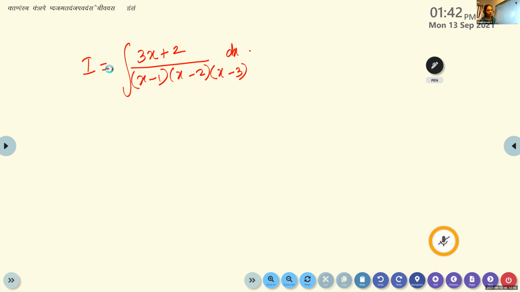So whenever you are given a problem like this, first you check what is the degree of the numerator. The degree of the numerator is 1, isn't it? And what is the degree of the denominator?